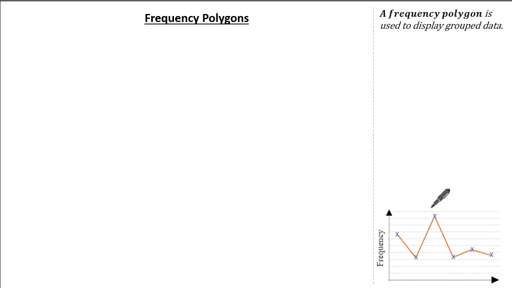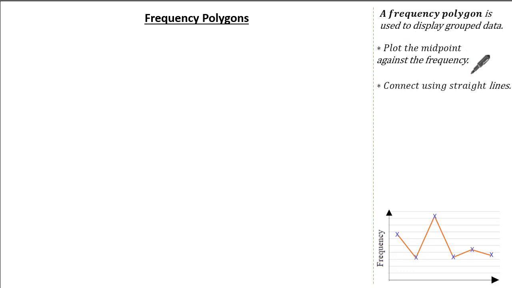So what is a frequency polygon? Well, a frequency polygon is used to display grouped data. It's important that you remember that we plot the midpoint against the frequency, and we always connect using straight lines.